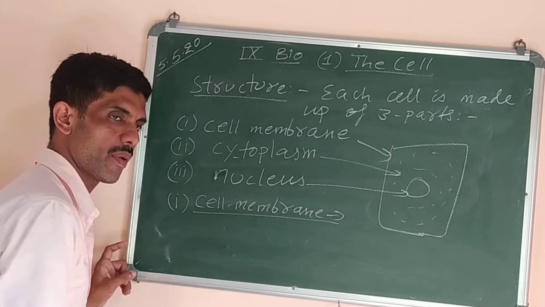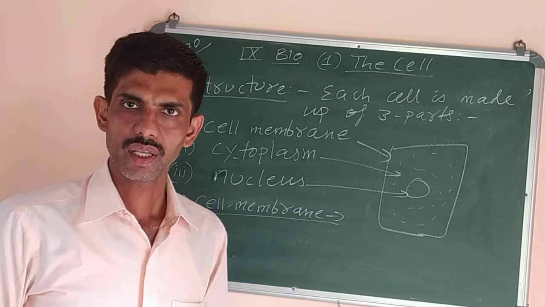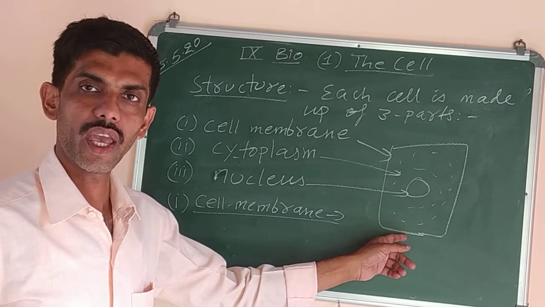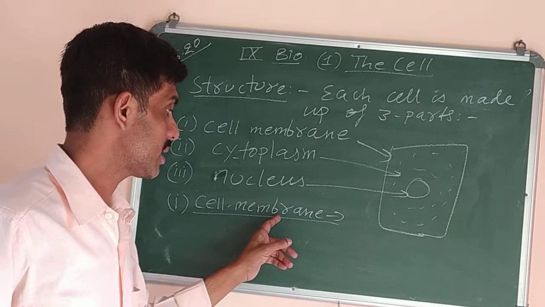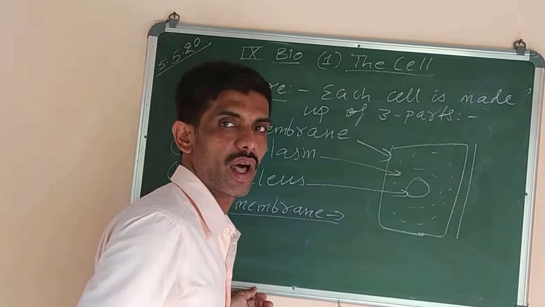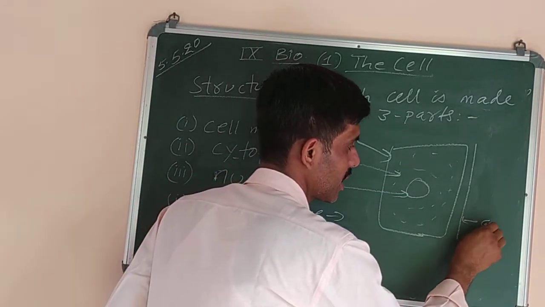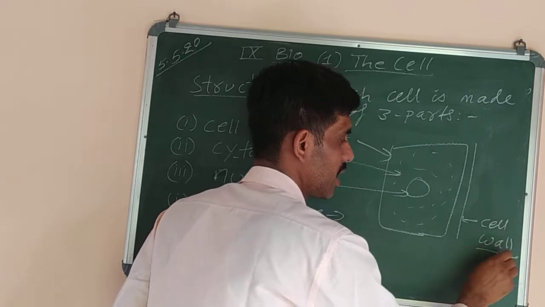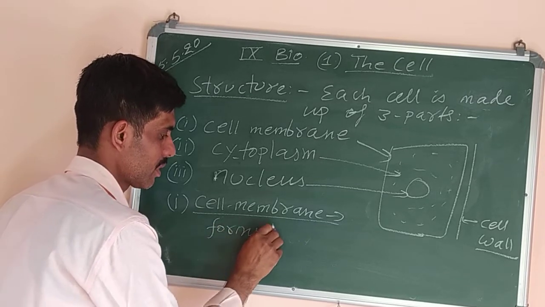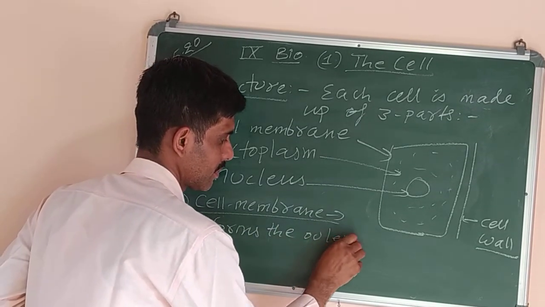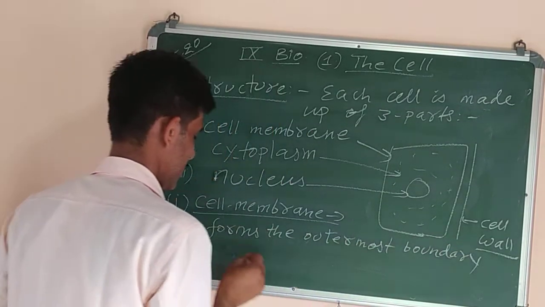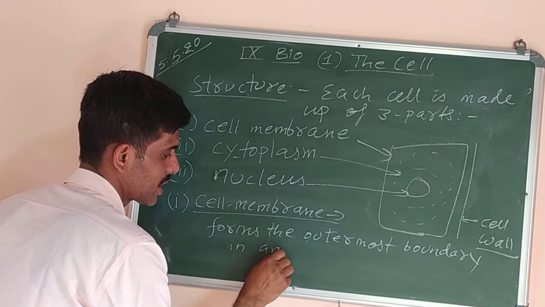Cell membrane or plasma membrane is present in the form of the outermost boundary of animal cells. In plant cells, it is not the outermost boundary because there is one more membrane which is known as cell wall. Okay? So cell wall is present in case of plant cell only. It is not found in animal cell. So cell membrane forms the outermost boundary in animal cells.